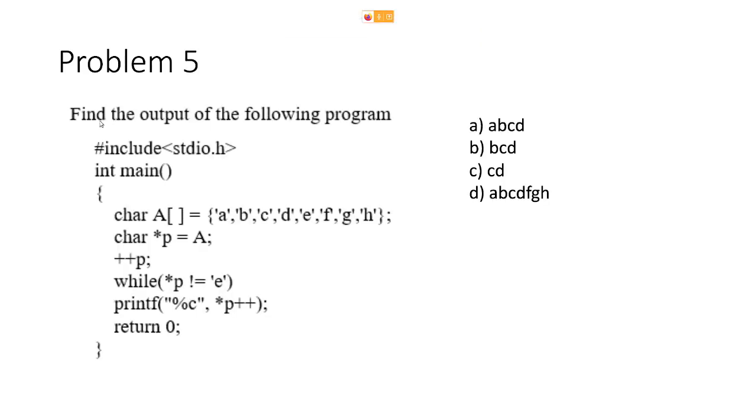Okay, moving on. Problem 5 is find the output of the following program. Here I will let you look at the program and I will wait for you to tell me which of the four options. There are four options on the right hand side and you have to tell me which is the correct option.